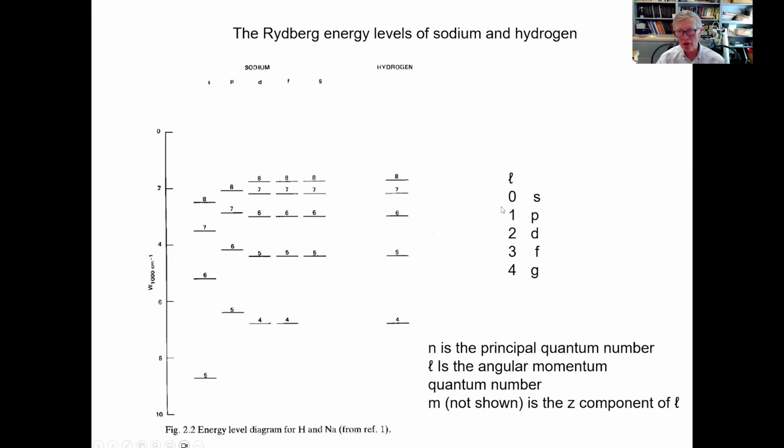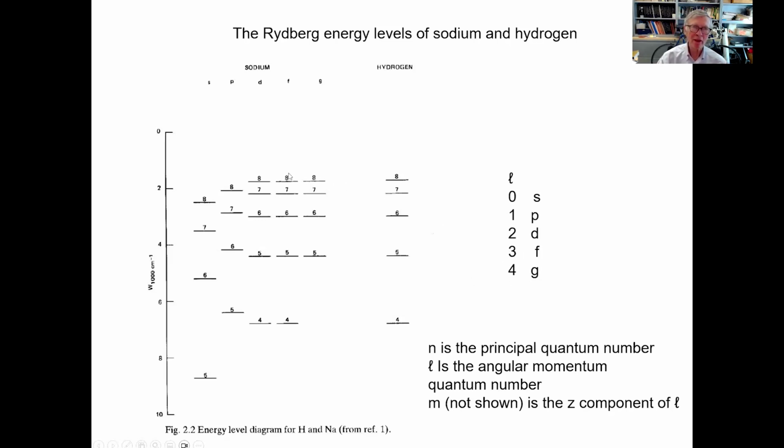And I will later start using these letters. The angular momenta L are from 0 up to n-1. And an angular momentum 0 state is an S state, 1 is a P state, 2 is a D, 3 is an F, 4 is a G, and so on.